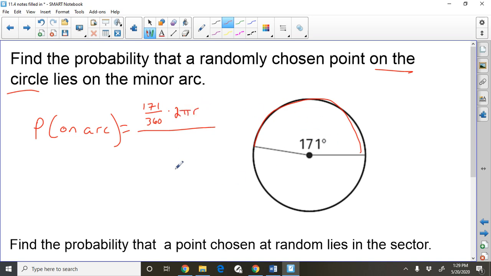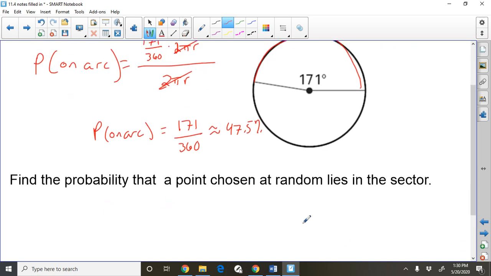Notice the radius isn't given here. And I'm going to divide that by the length of the distance all the way around the circle, or the circumference. What happens? The circumference cancels out, and my probability that it is on the arc ends up being 171 over 360, which is about 47.5%. If that was a semicircle, you know the probability would be 1/2, which is 50%. This is a little less than that.